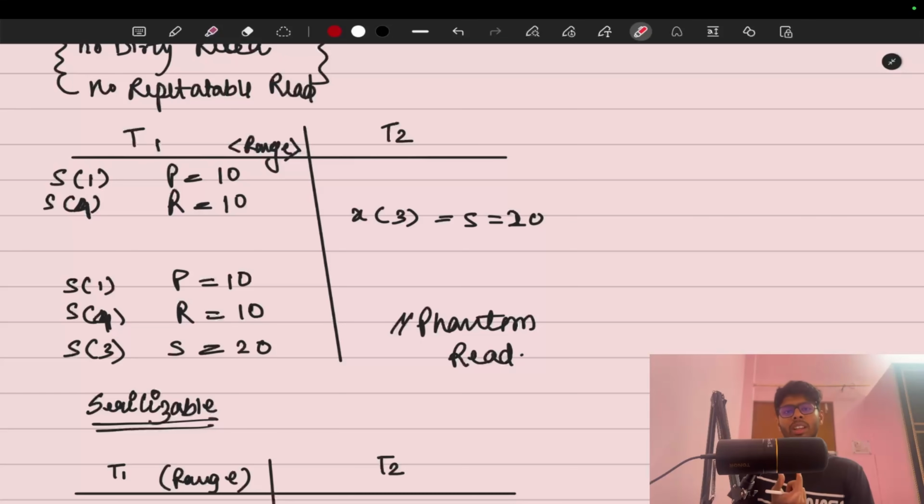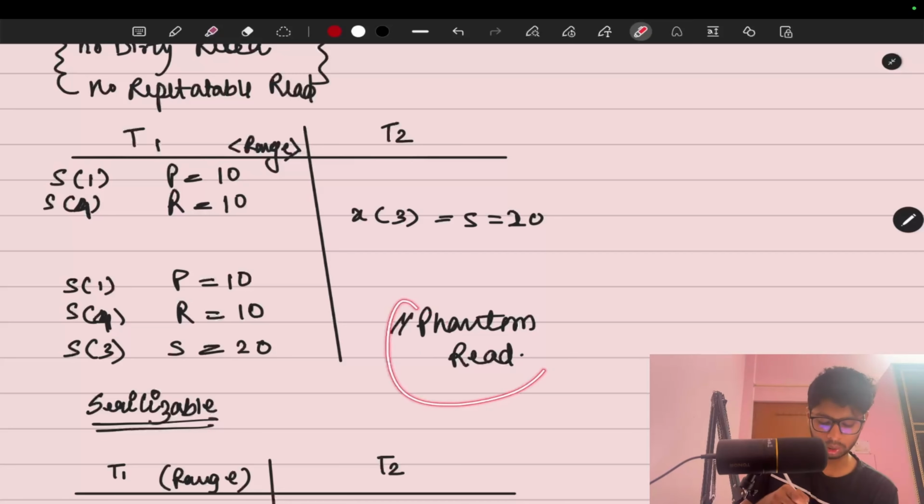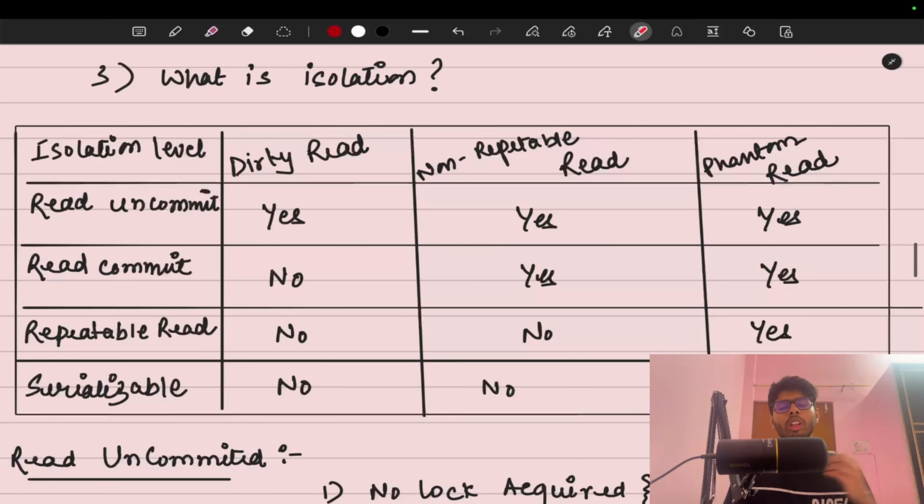So what was phantom read saying? If you make a range query n number of times, you should get the same number of rows each time, but you are getting some other number. That is what the phantom read problem is. Now let's move to the last isolation level, that is serializable. Serializable is saying, I also solve the problem of dirty read and non-repeatable read, and I'm also going to solve the problem of phantom read.